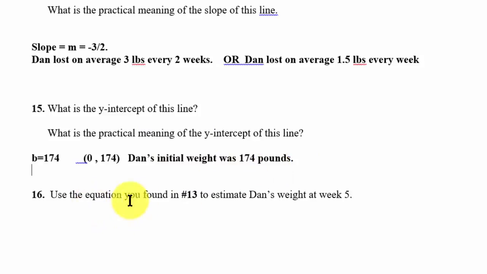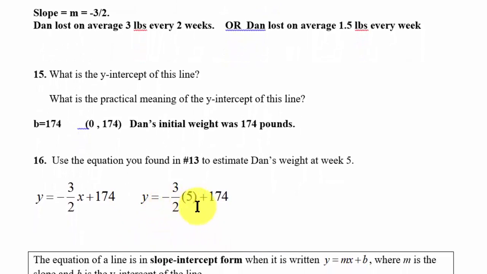So now it says, use the equation in number 13 to estimate Dan's weight at week 5. So here's the equation from number 13. So to estimate his weight at week 5, we replace the x with 5. Remember, this equation tells us the weight at any given week. So we know the week. The week is 5. So I replace the x with 5, and that will tell me Dan's weight at week 5. So this is what my new equation will look like.